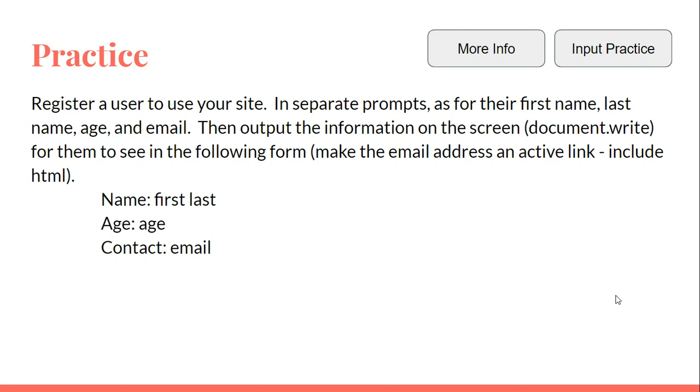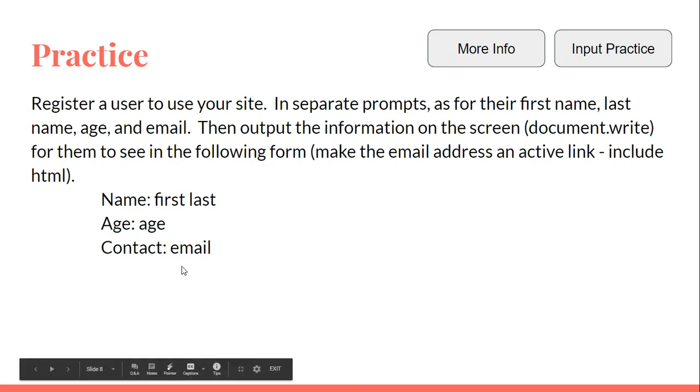All right, now it's time for you to practice. Let's pretend you're asking a user to register for your site. In separate prompts, ask for their first name, then their last name, then their age, and their email. Finally, output the information to the screen. Use document.write, don't use window.alert. And I want you to format it so that it looks like this.